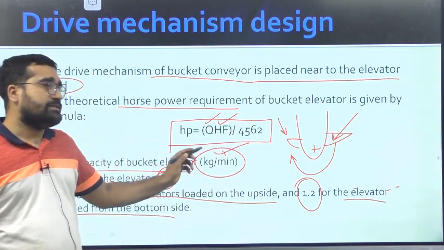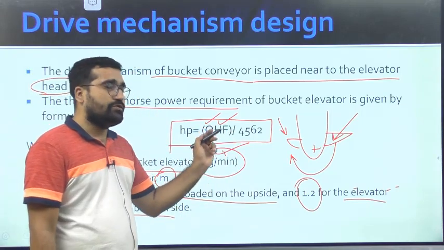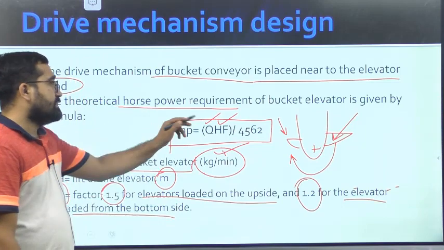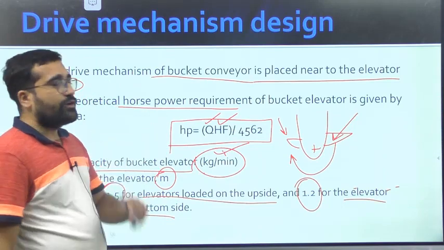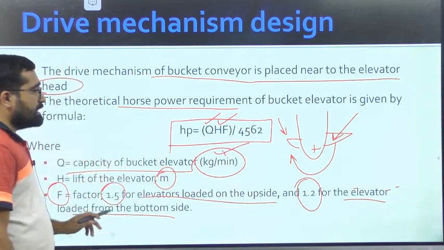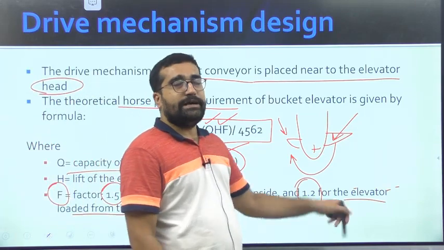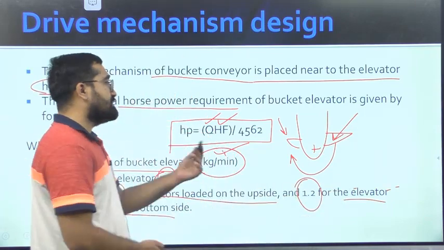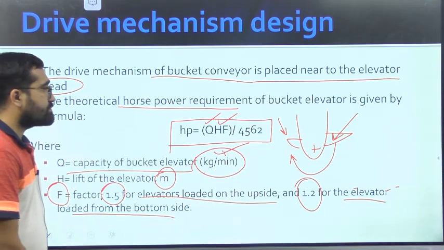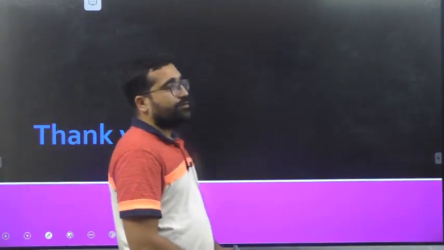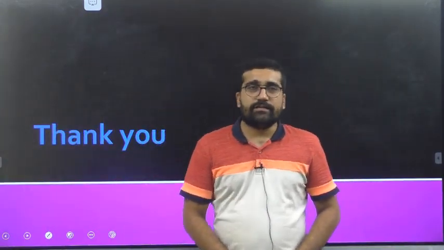This is the mistake which most students make when finding the capacity. H will be the height we are going to use, and the factor is either 1.5 or 1.2 depending upon from which end the feeding is occurring. So that's it about bucket elevators.